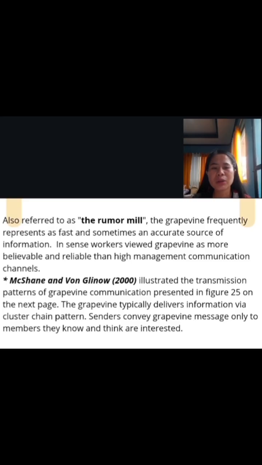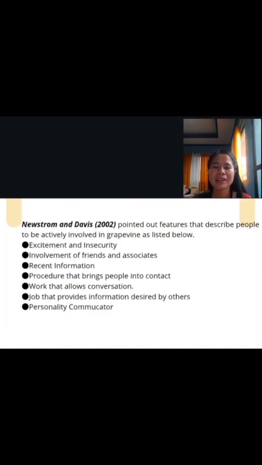Makshin and von Glino 2000 illustrated the transmission patterns of grapevine communication represented in figure 25 on the next page. The grapevine typically delivers information via cluster chain pattern. Senders convey grapevine message only to members they know and think are interested. So Newstorm and Davis 2002 pointed out features that describe people to be actively involved in grapevine as listed below.